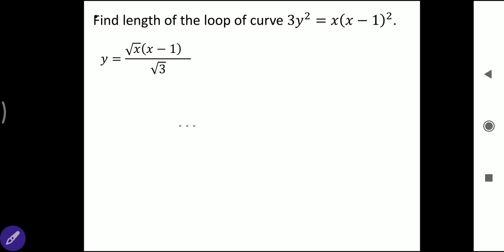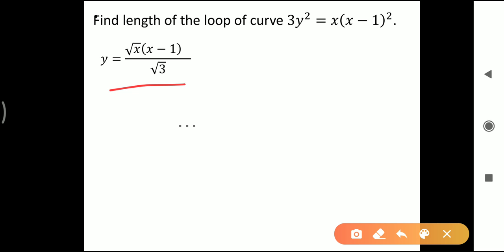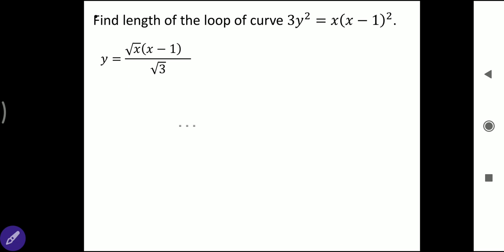If you use the formula for a Cartesian curve, s is equal to integration from x1 to x2 of under root 1 plus (dy by dx) whole square. To get the length of the curve, we are going to need dy by dx. When you take the square root, your y will be root x into (x minus 1) upon root 3. So let us take the derivative of this. So dy by dx is what?